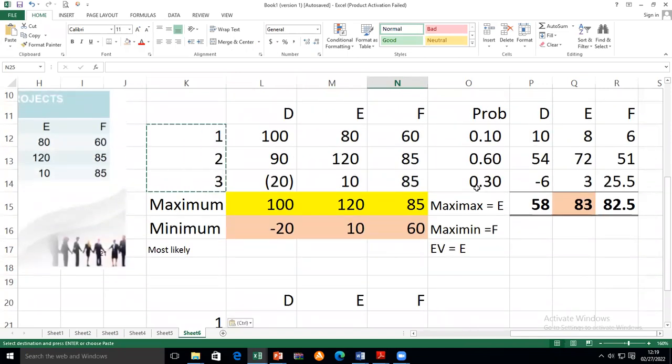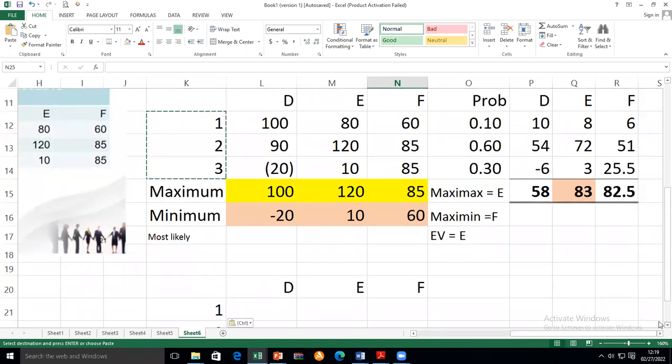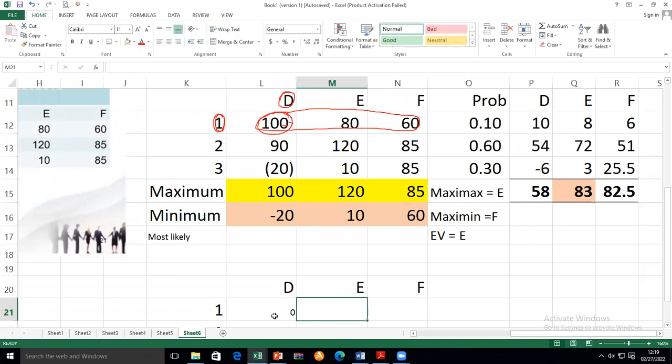So here's my question. If condition one materializes or crystallizes, where do we get the best out of all these? The best is here. So if you chose D, you would not regret because you have the best result. But if you chose E, you regret because you are down 100 minus 80, and 100 minus 60. So in the regret table, here there's no regret. There we regret because we are down by 20, 100 minus 80. And there we are down by 40. So that is our first line.